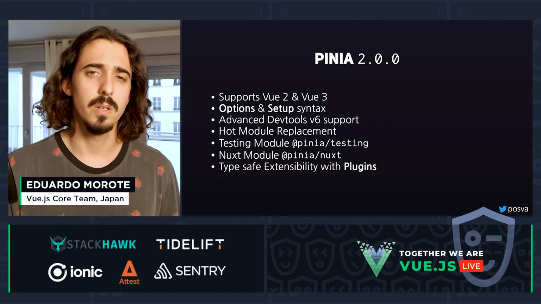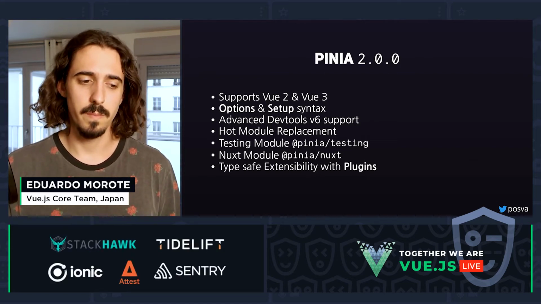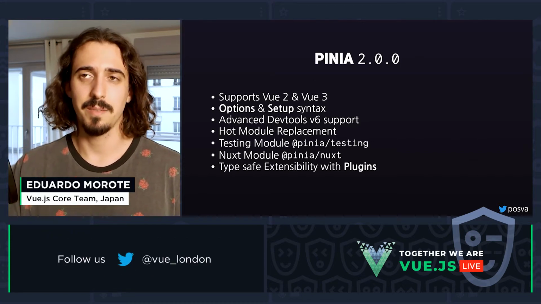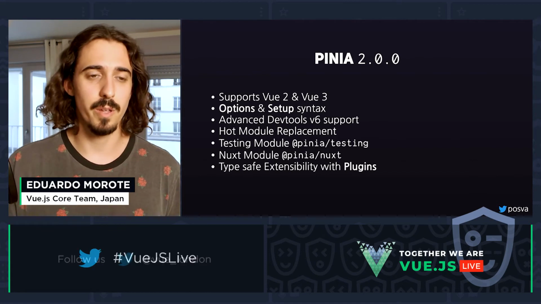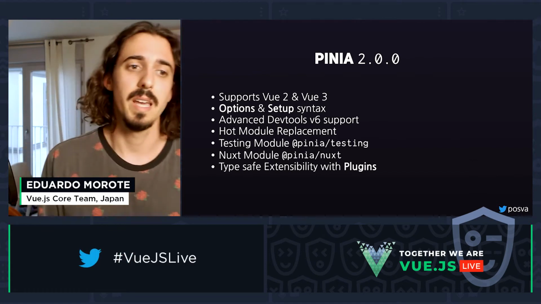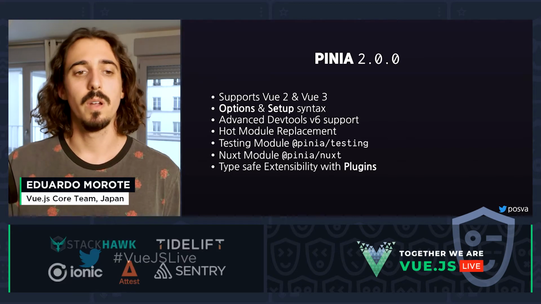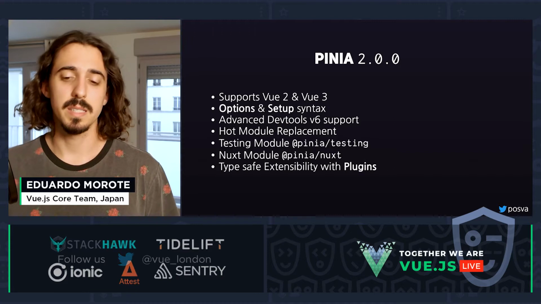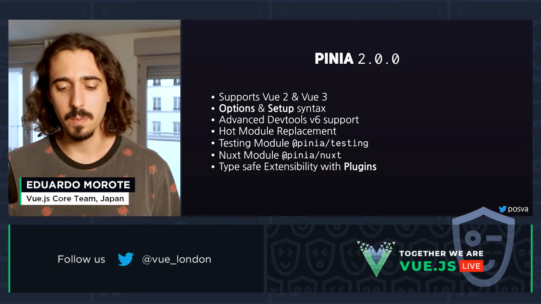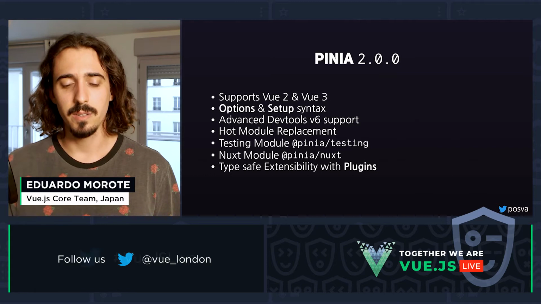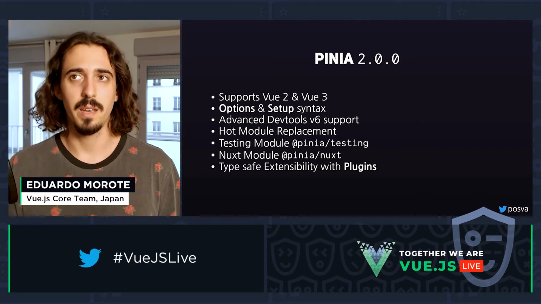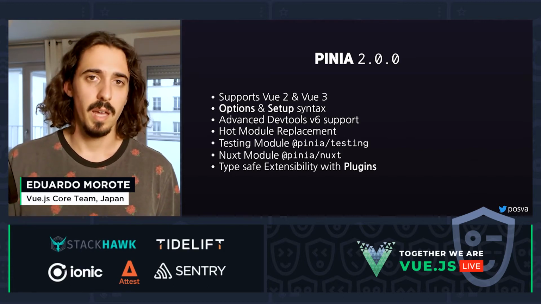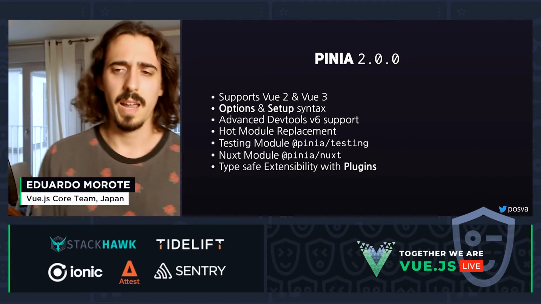We have a testing module that allows you to pretty much create a testing Pinia that mocks any store that is used by your components without you having to change anything in your components. You have a Nuxt module that works for Nuxt 2 and Nuxt 3, and you have type-safe extensibility with plugins, which I won't dive into, but basically you can add any option to your stores and then add properties to the store, and they can be typed safely, and you can use the ID of the store, the state of the store, the actions, anything you want.